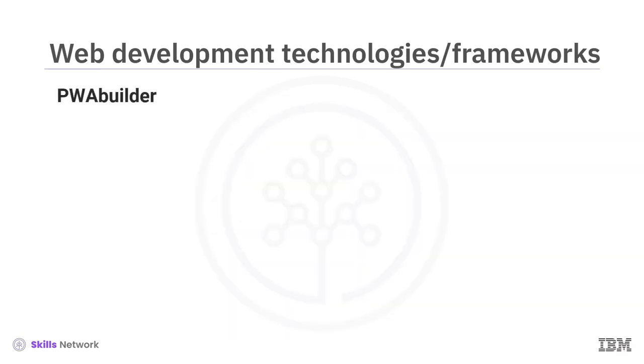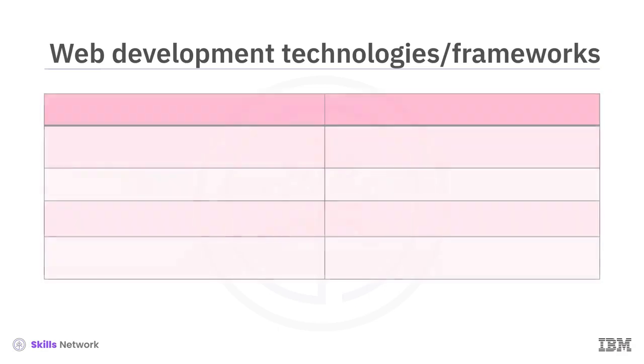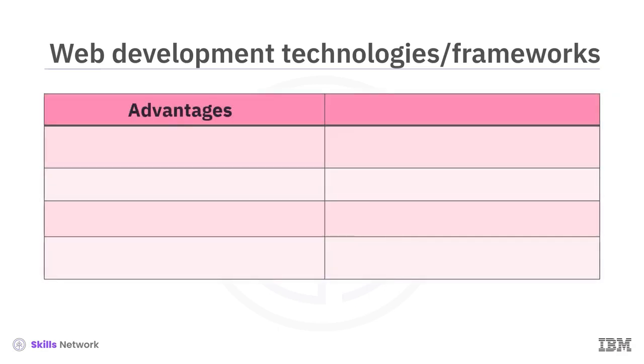The last framework we are going to learn about is PWA Builder. It is an open-source framework by Microsoft and supports both Android and iOS application development. It converts websites into fast, effective, and engaging PWAs that work across various platforms. Some of the advantages of PWA Builder are: it supports both Android and iOS application development.